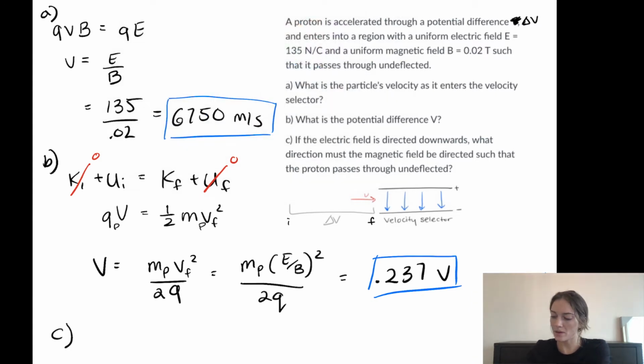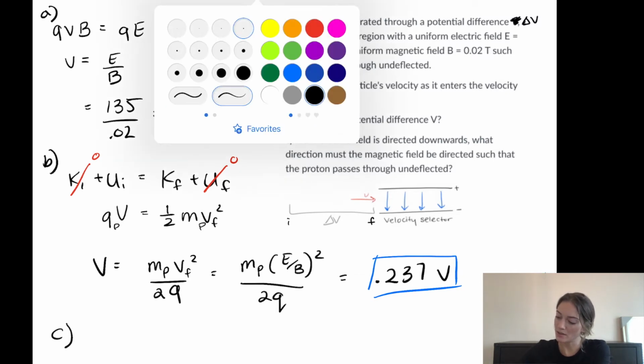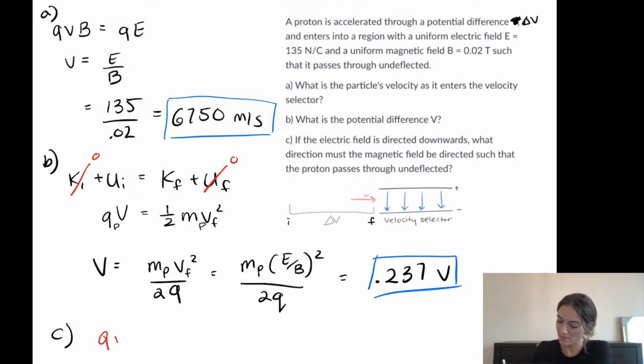So if our electric field is directed downwards, we know that means we want our magnetic force to be directed upwards, because the electric force is going to be downwards. The magnetic force needs to counteract that and be directed upwards. So if our velocity, remember we're going to have QVB.